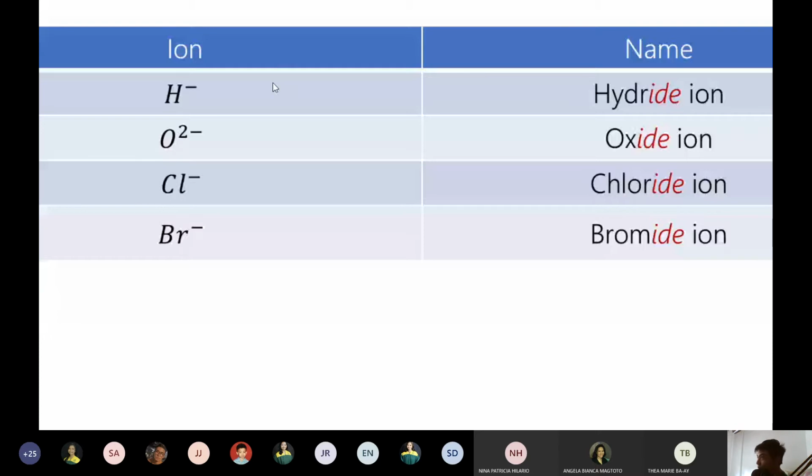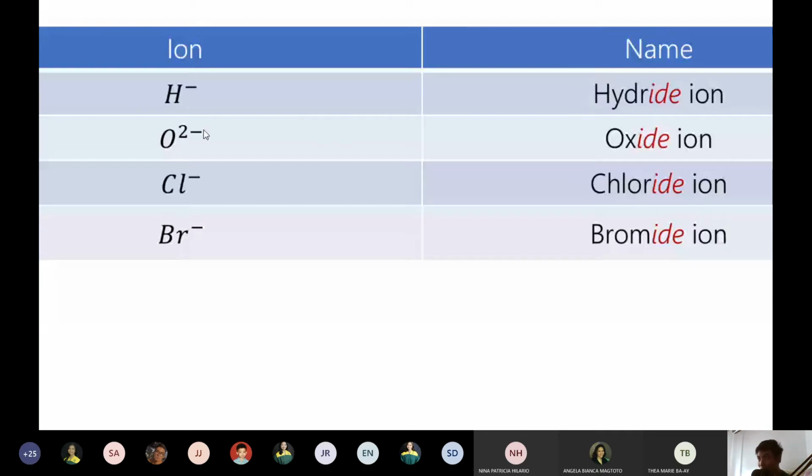Okay, so how do we name these ions? Like this. You get the name: hydrogen, oxygen, chlorine, bromine. Then you change the ending, replacing it with -ide. So, hydrogen minus, H minus, will be named hydride. It's not hydrogenide. Why? Because hydrogenide sounds ugly and weird. It's hydride.